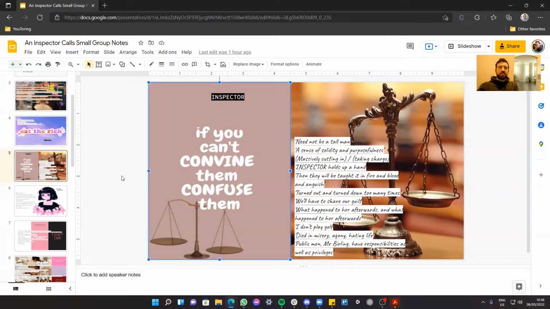And effectively, the upper class were more or less untouchable in some sense in 1912. There were no workers' rights. People at that time weren't really able to ask for pay rises. Obviously, Mr. Birling doesn't even give Eva a pay rise. When she asks, he even fires her for it. So the inspector is effectively like a justice that is needed, but not understood in 1912.